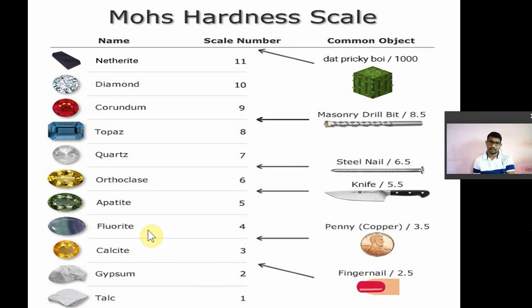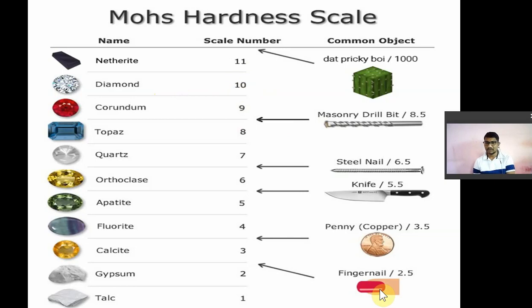Then calcite, fluorite, apatite, orthoclase, quartz, topaz, then corundum. Then after that, diamond. Diamond has a hardness number of 10. So diamond is a very hard material. The higher the hardness number on the scale, the greater the hardness of the material.